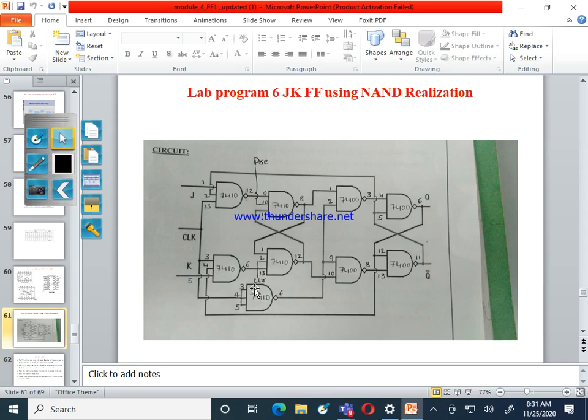See the NOT gate, this is the NOT gate, 7410. Because I am taking only a 3-input NAND gate, only pin 4 is connected to the clock. Pins 3 and 5 have no connection. Because of that, I connected 3, 4, 5 as a short, and any one of the lines will be connected to the clock. The output of the NOT gate I connected to these two slaves as a clock input.